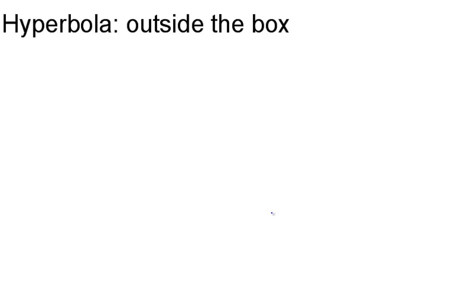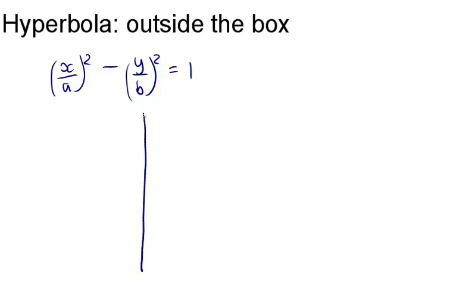Your hyperbola lives outside the box. The standard form of your equation for a hyperbola looks something like this: x on A squared minus y on B squared equals 1. And we're going to do exactly the same thing that we did with the ellipse. We're going to draw some x and y axes, mark the points A and minus A on the x-axis, mark the points B and minus B on the y-axis, and draw a box.